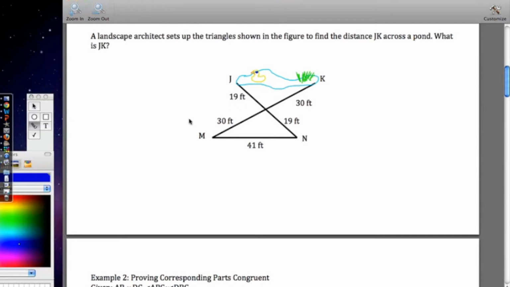This is a pond. We want to measure the distance across the pond. Well, we're going to do a similar thing here, because what we know is that we have a side congruent to a side, another side congruent to another side, and this angle is congruent to this angle by vertical angles. So we have side, angle, side, and side, angle, side. So we know that triangle MNL is congruent to triangle KLJ.